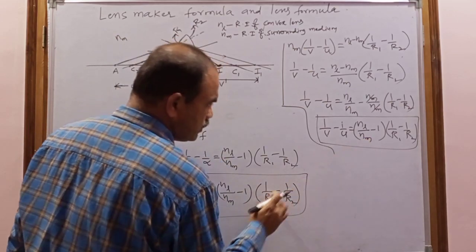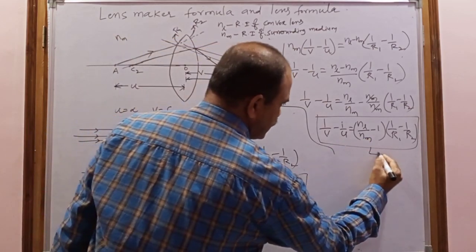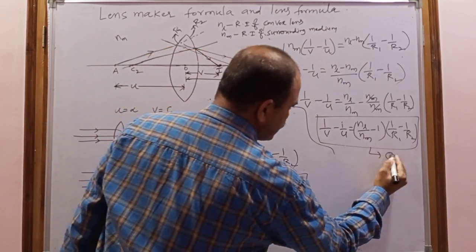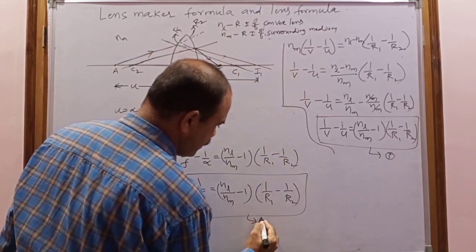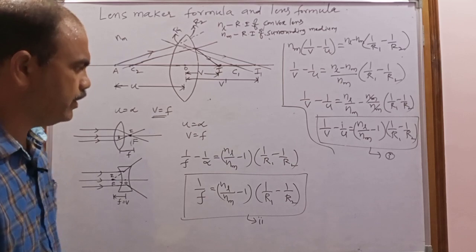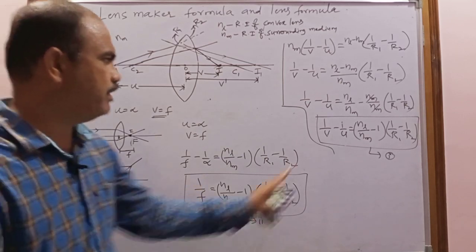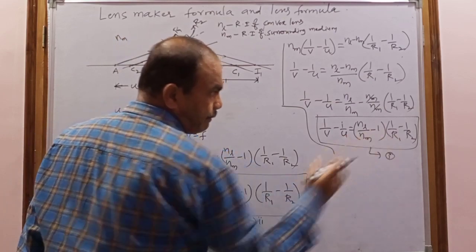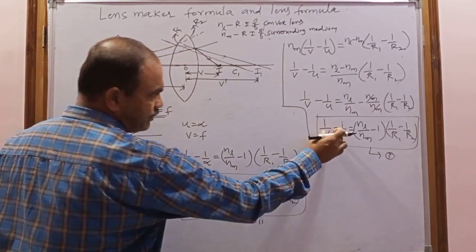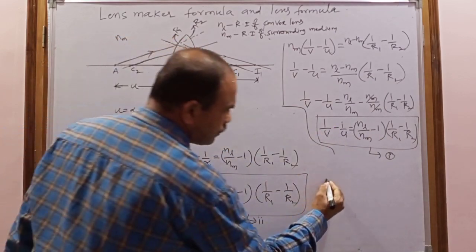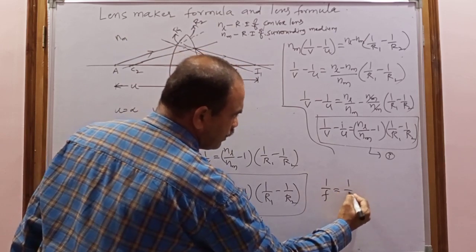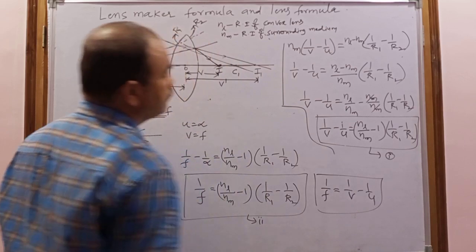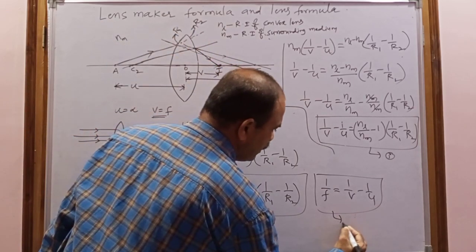When I compare these two equations, consider this equation is the 1 and this equation is the 2. When I compare these two equations, what do you get? In place of 1 by f, what is there here? The right hand terms will be the same. When I compare the left side terms, you get 1 by f is equal to 1 by v minus 1 by u. So this is called the lens formula.